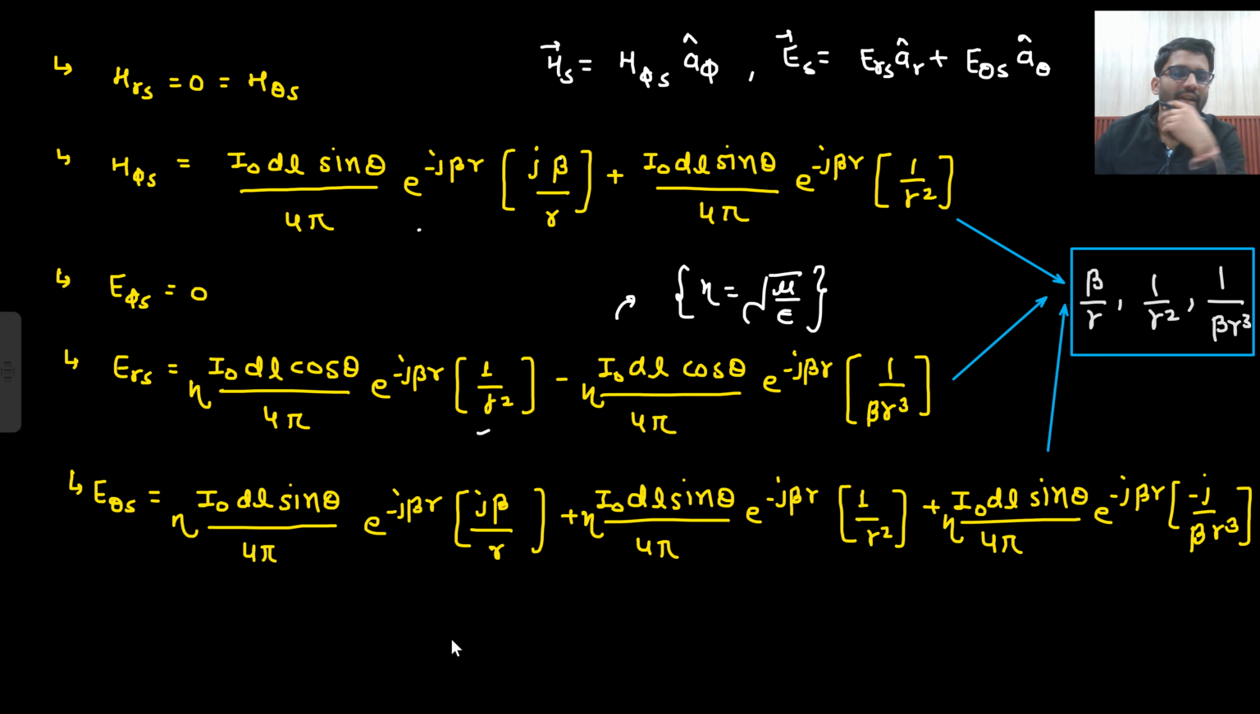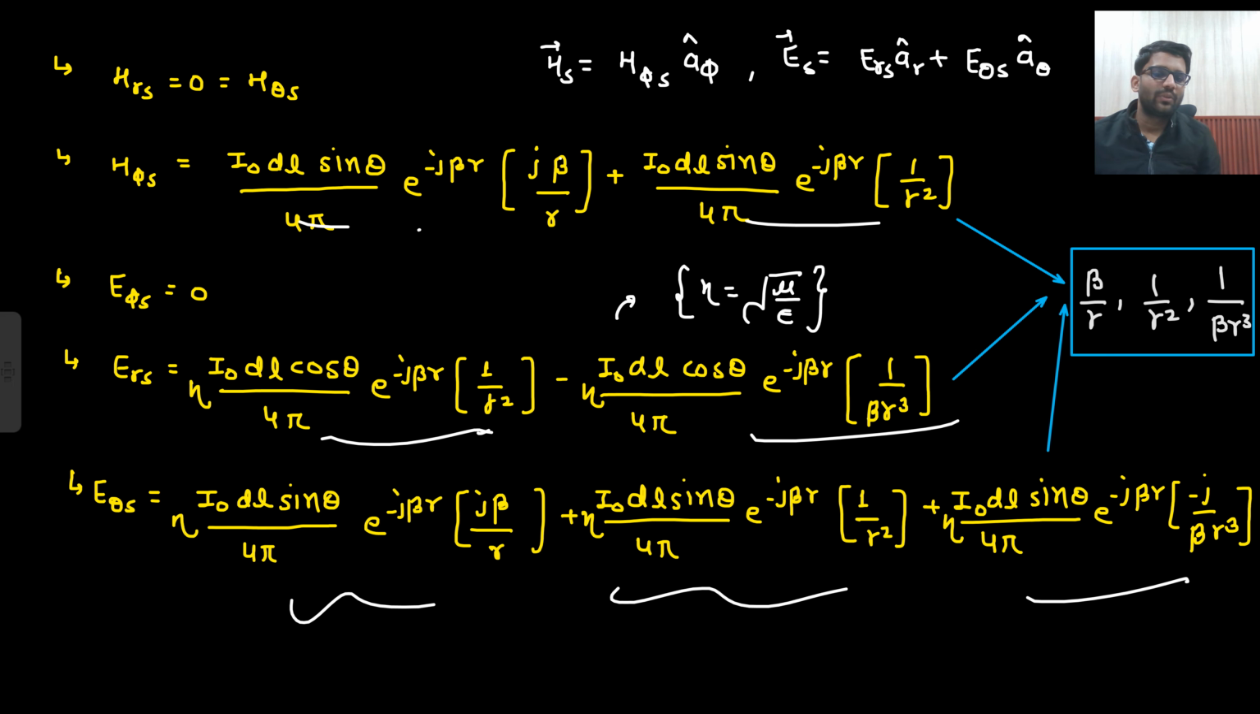From here I get to know that these are functions of beta by r, 1 by r square, 1 by beta r cube. At far field I can ignore the components which are of 1 by r square and 1 by beta r cube. But what is my far field? For that, what I need to do is equate all of them. When I equate them, I will get to know the point where all the components are equal. This component, this component, all these components are equal.